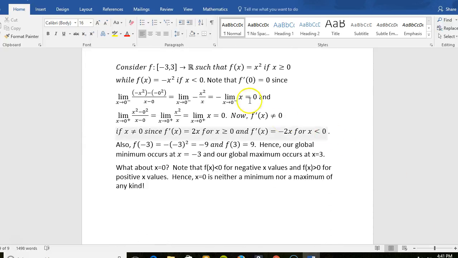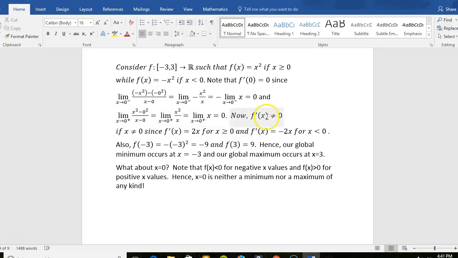And if I consider the function from -3 to 3 such that f of x equals x squared for x greater than or equal to 0, while f of x equals the negative of x squared for x less than 0. Now, f prime of 0 does exist, and it does equal 0. You've got to push the limit. You can't use a shortcut. You push the limit like this and like this, okay? Remember? I know we've done this in times past.